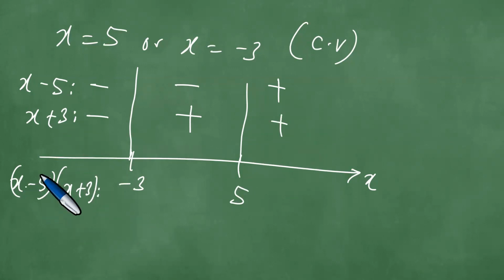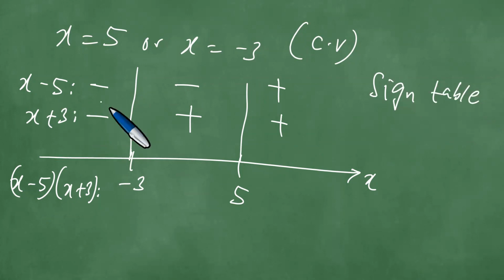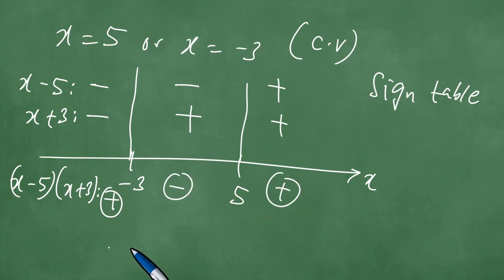Then what you do is you multiply the signs here. This is called the sine table. I know you might be seeing it for the first time. Multiply this with that and you get a what? You get a plus. Multiply this by this, you get a minus. Multiply this by this, you get a plus. Negative. Positive, yes, good. So there are many ways.